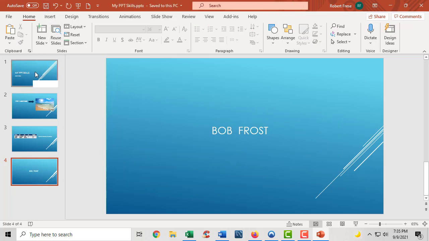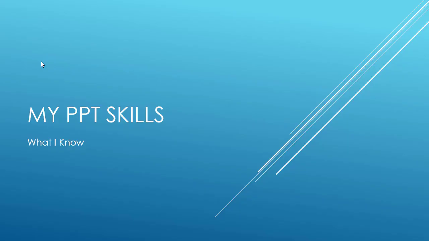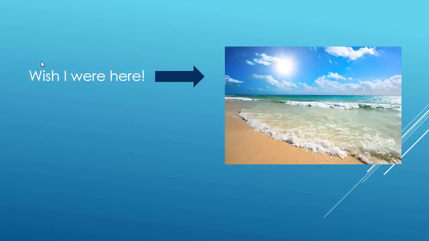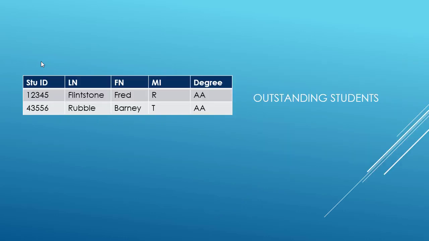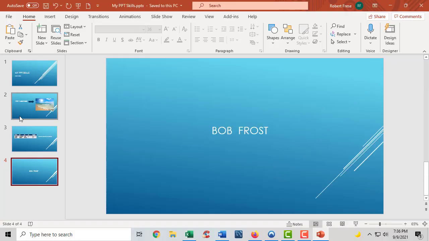Now, I want to do transitions. When I click on slide 1, I don't want it just to be there. Let me click F5. To start a slideshow, you click F5. So I'm going to do F5 to start it. And notice my PowerPoint skills is there. Then I can hit enter, and the next one pops up. Enter, the next one pops up. Enter, the next one pops up. Enter, and I'm at the last slide. So I hit escape.